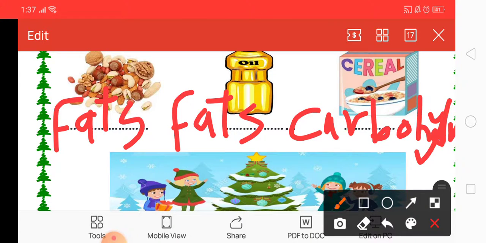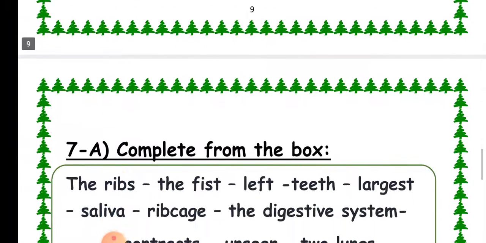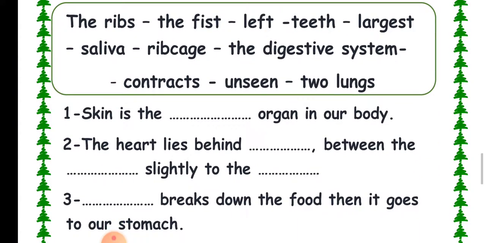Okay, Junior 3, have you finished? Okay, after that, turn the page. We will complete from the box. We have in the box: ribs, fist, left, teeth, largest, saliva, rib cage, digestive system, contracts, unseen, two lungs.